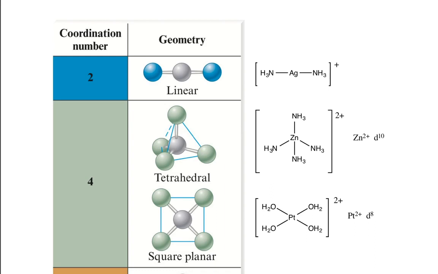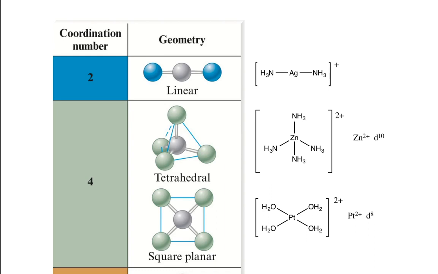Okay, so some coordination number 4 complexes have the square planar shape. An example of one of those is platinum with 4 waters around it. Waters are neutral, like ammonia is neutral. We see again the overall complex has a 2 plus charge, so that must mean platinum has a 2 plus charge. And what kind of a metal is it? How many d electrons does it have?